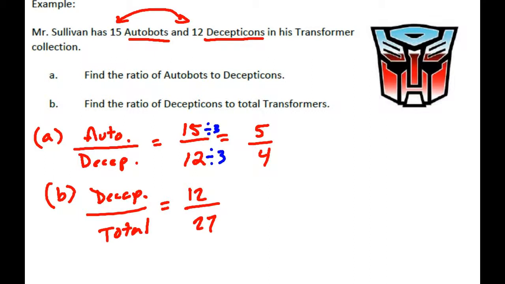And again, we want to be able to simplify. 12 is divisible by 3, and 27 is divisible by 3. So that means that we can reduce this, and that'll give us 4 over 9. And so there's our ratio in the simplest form.